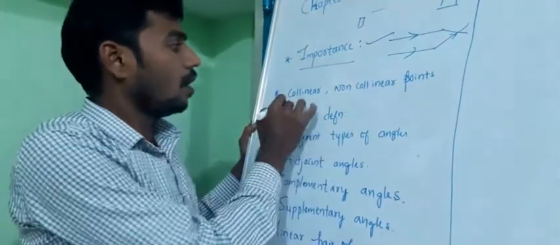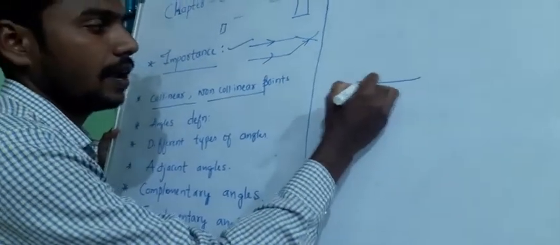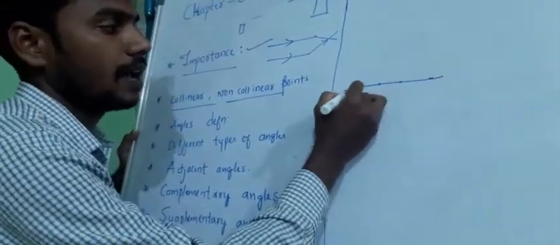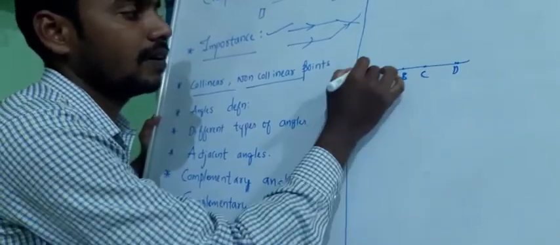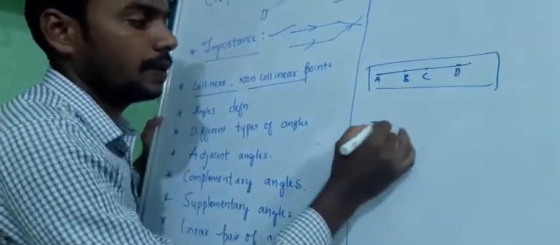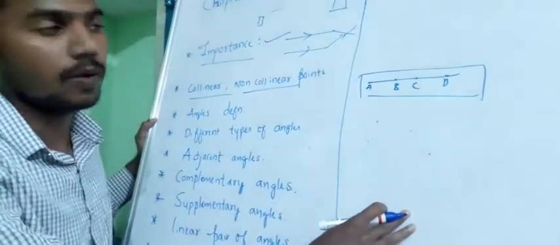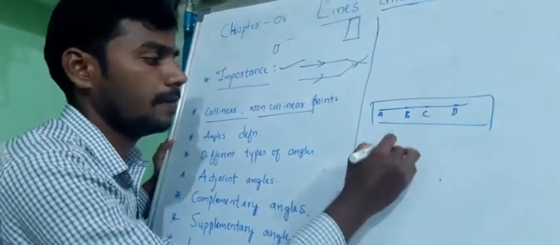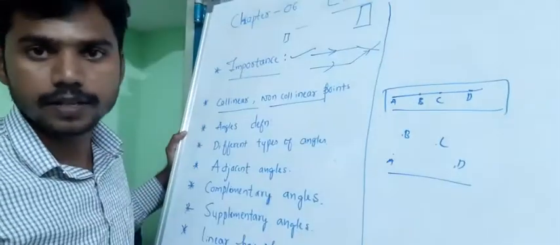Next, collinear and non-collinear points. See, when the points are lying on the same line, say A, B, C, D are lying on the same line, then we call them collinear points. If the points are not lying on the same line, then we call them non-collinear points. See, A, B, C, D are non-collinear because they are not lying on the same line.